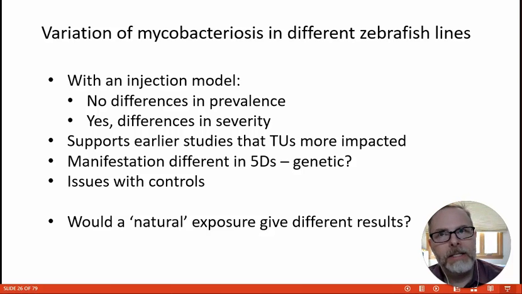The fact that 5Ds had a very different look to their infection, much more disseminated, again, suggests there may be a genetic basis to this. And doing this experiment again, obviously we would really want our control fish to have no infection at all. So plenty of work still to do, and we're working on these more natural exposure models and looking forward to finding out where we go from there.